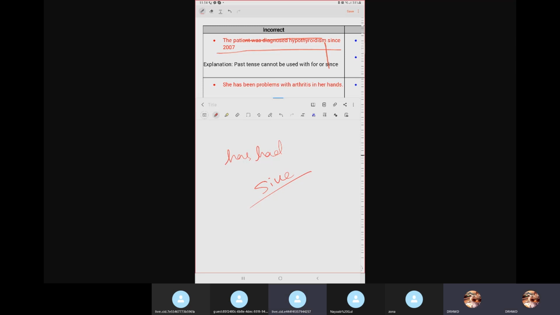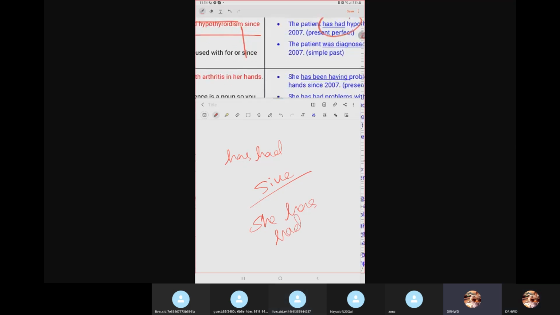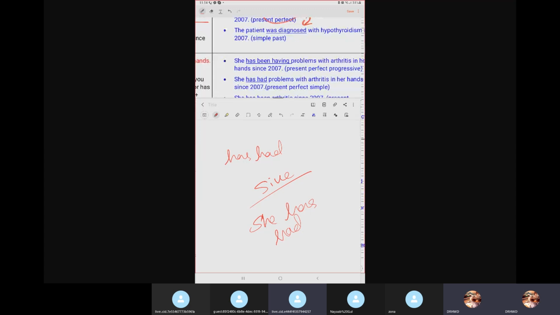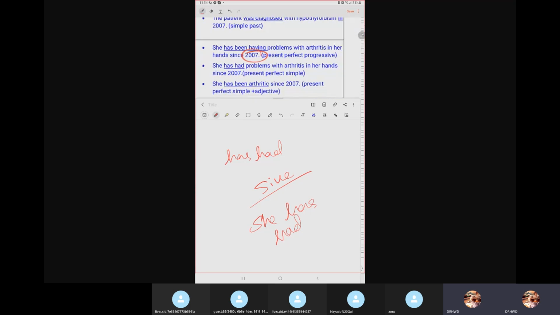Okay, so the time is not specified, right? So you'd be saying then she has had problems with arthritis in her hands. Yes, if time is not mentioned, right? So I said 2007, right? So, okay, she has been having problems with arthritis in her hands since 2007, right? Or then she has had problems with arthritis in her hands since 2007. Yeah, that's correct. You're saying the right thing, right?